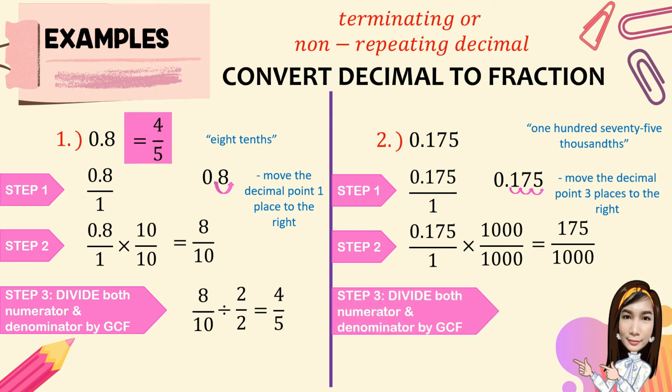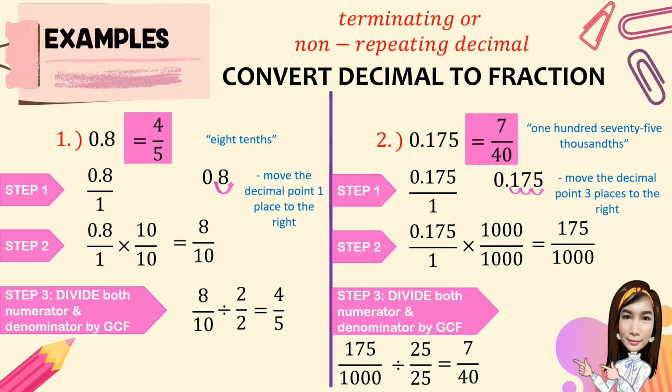For step 3, we're going to divide both numerator and denominator by the greatest common factor. And that will be 25. So 175 divided by 25 is equal to 7. 1000 divided by 25 is equal to 40. So the value of 0.175 in fraction is 7 over 40.